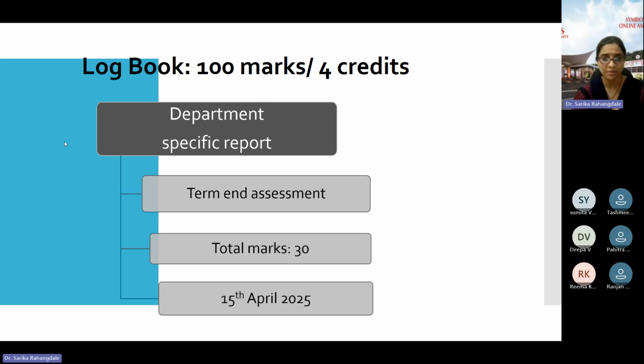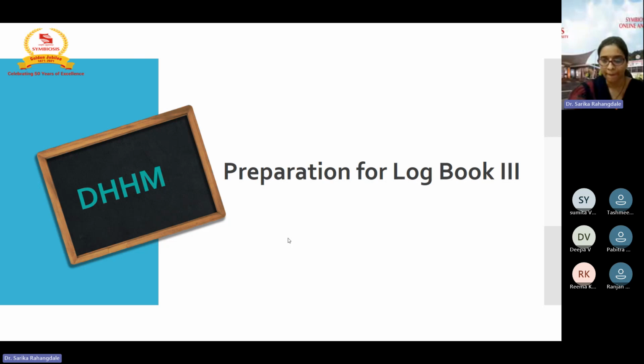So there won't be any separate examination for the logbook course like other theory courses: hospital principles and practices of management, hospital planning and management of services, or public health. The rest of the courses will be having your written examination followed by viva. But for this course, logbook, there won't be any examination. Your submission, the department specific report, shall be considered as your term end submission, which carries 30 marks, and the timeline is 15th of April.